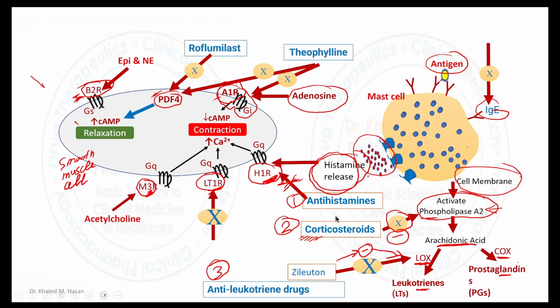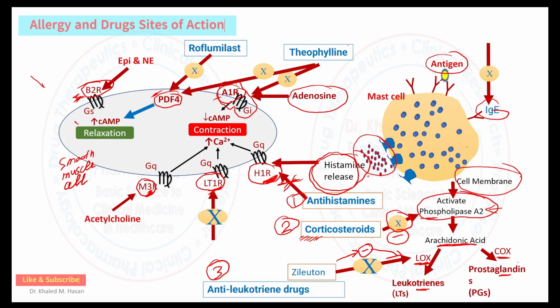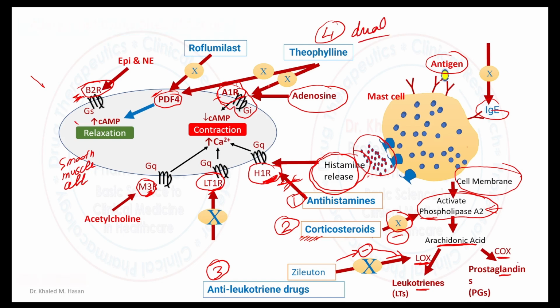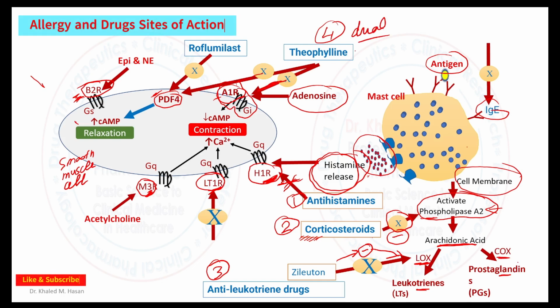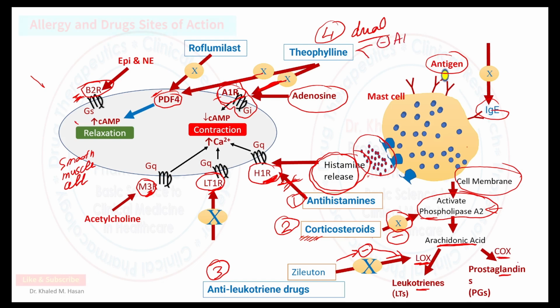Another one here, number 4, we have theophylline. Theophylline works by a dual mechanism: it inhibits the adenosine receptor and inhibits phosphodiesterase. So it's two mechanisms for theophylline.